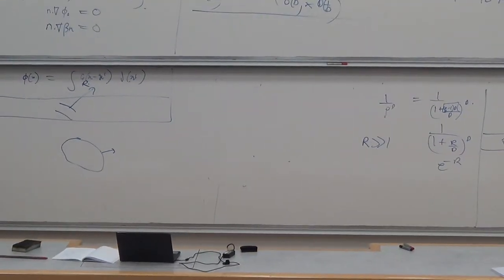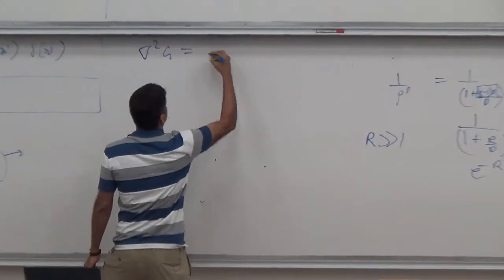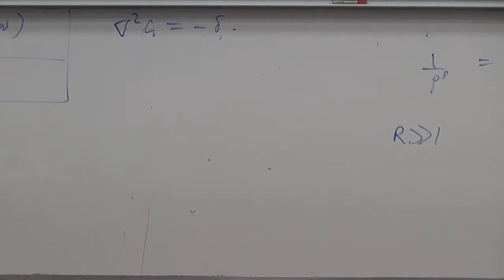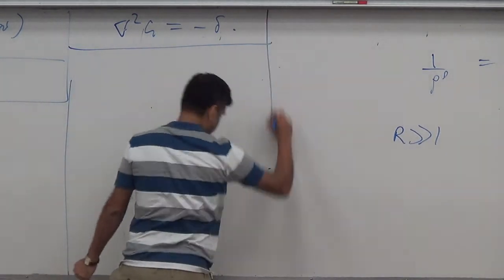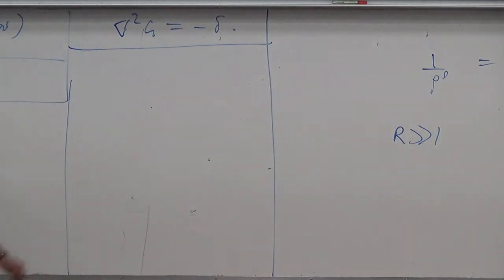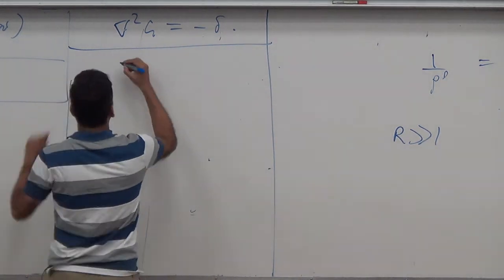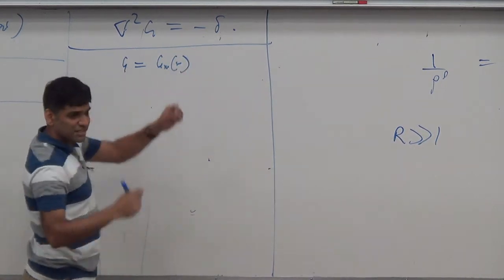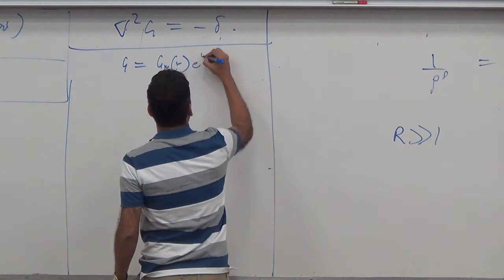So, what's the Green's function? The Green's function is the solution to the equation del squared g is equal to minus delta, where delta is the delta function. This is del squared in spacetime, but for various reasons it's convenient to understand this Green's function with space and time split. So I'm going to write g is equal to g omega of r, where r is just a radial coordinate, polar coordinates in space, times e to the power i omega t.